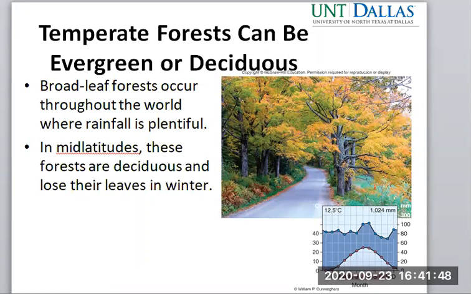Temperate forests can be evergreen or deciduous, like we already discussed. Broadleaf forests occur throughout the world where the rainfall is plentiful. And in mid-latitudes, these forests are deciduous and lose their leaves in winter.